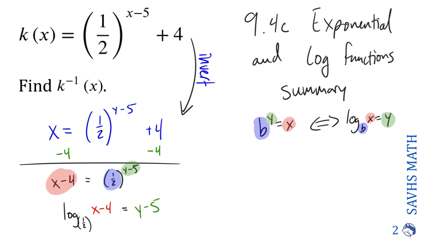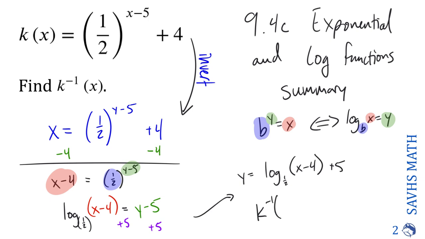And so then we're going to add 5 to both sides to get y by itself. I just want to make sure that we are identifying that the plus 5 goes on the outside of these parentheses. So our answer is going to be y equals log base 1/2 of x minus 4, but then outside of that, we're going to write plus 5. That is what K inverse is called. So K inverse of x is equal to log base 1/2 of x minus 4 plus 5.